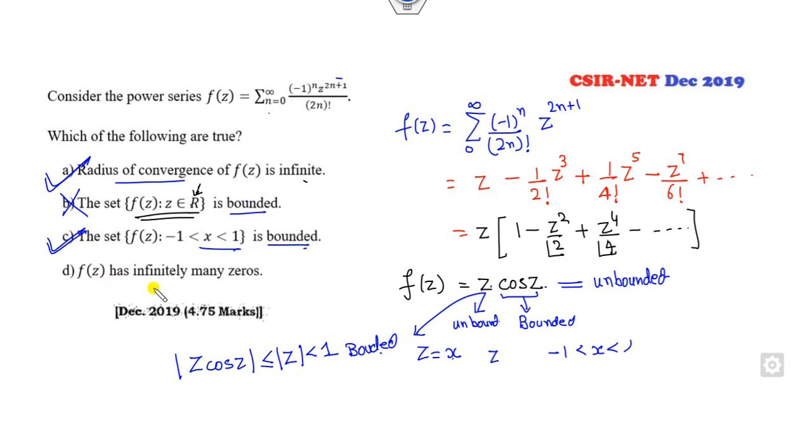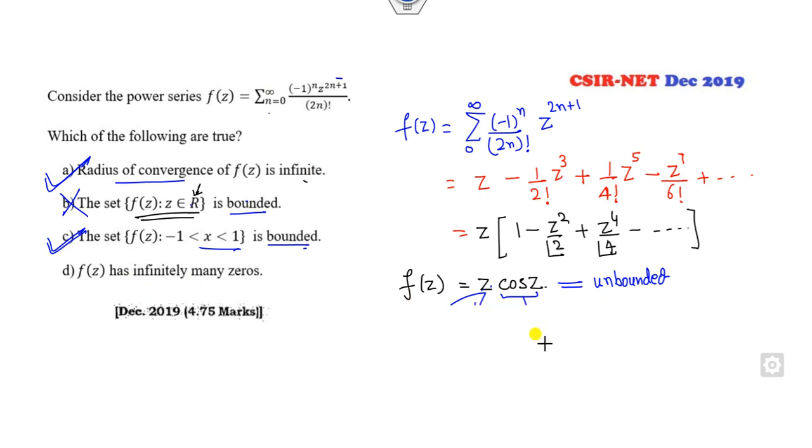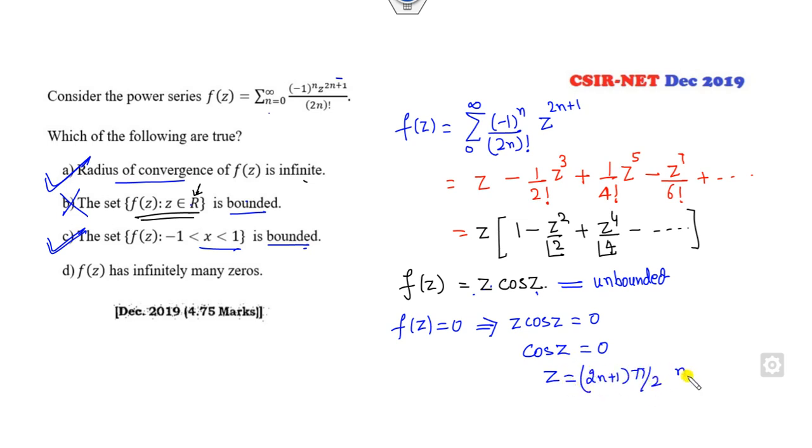Last one is f of z has infinitely many zeros. So you are talking about the zeros. Since we already derived f of z, what is the meaning of the zeros? I can take this. It means z cos z is 0. So that means cos z will be 0 at 2n plus 1 pi by 2, where n is an integer. So how many numbers are there? It has infinitely many numbers.